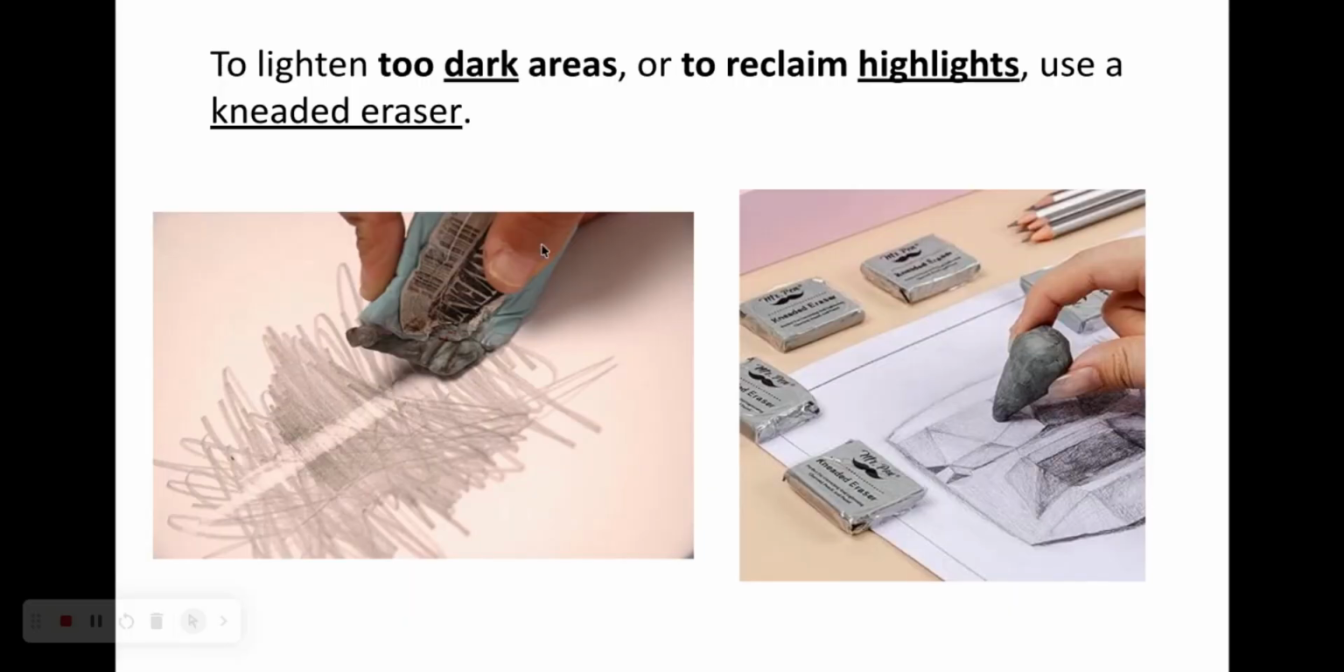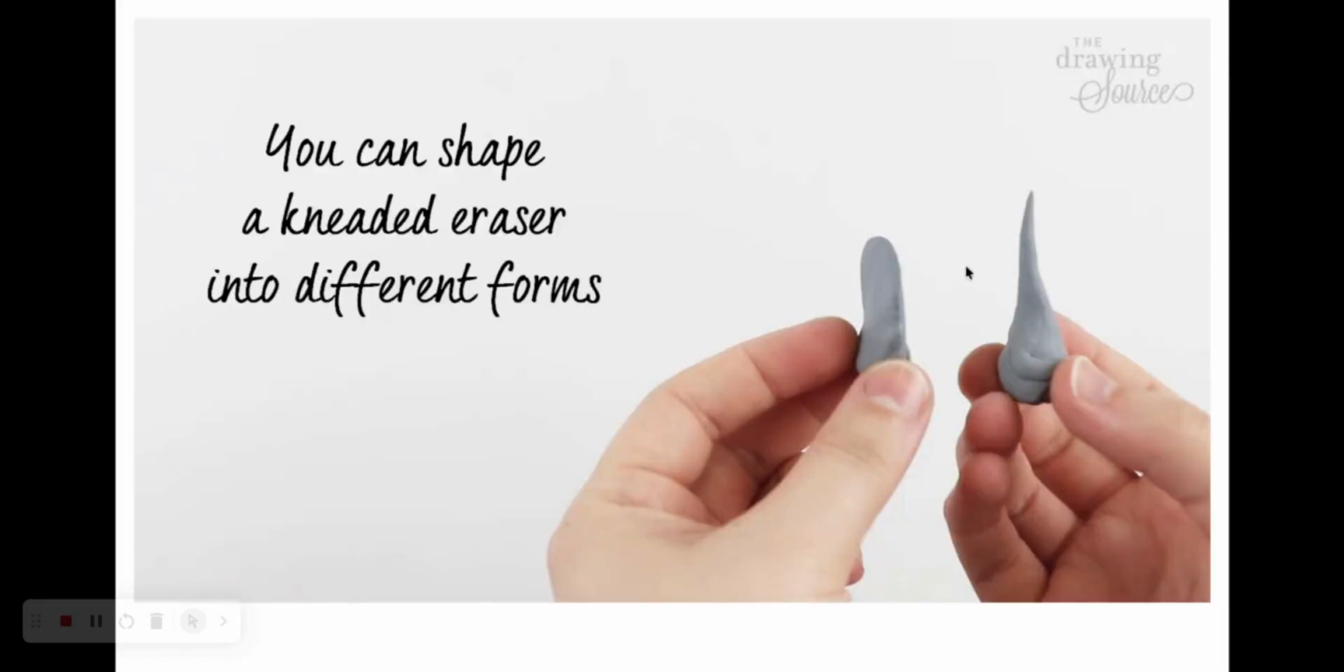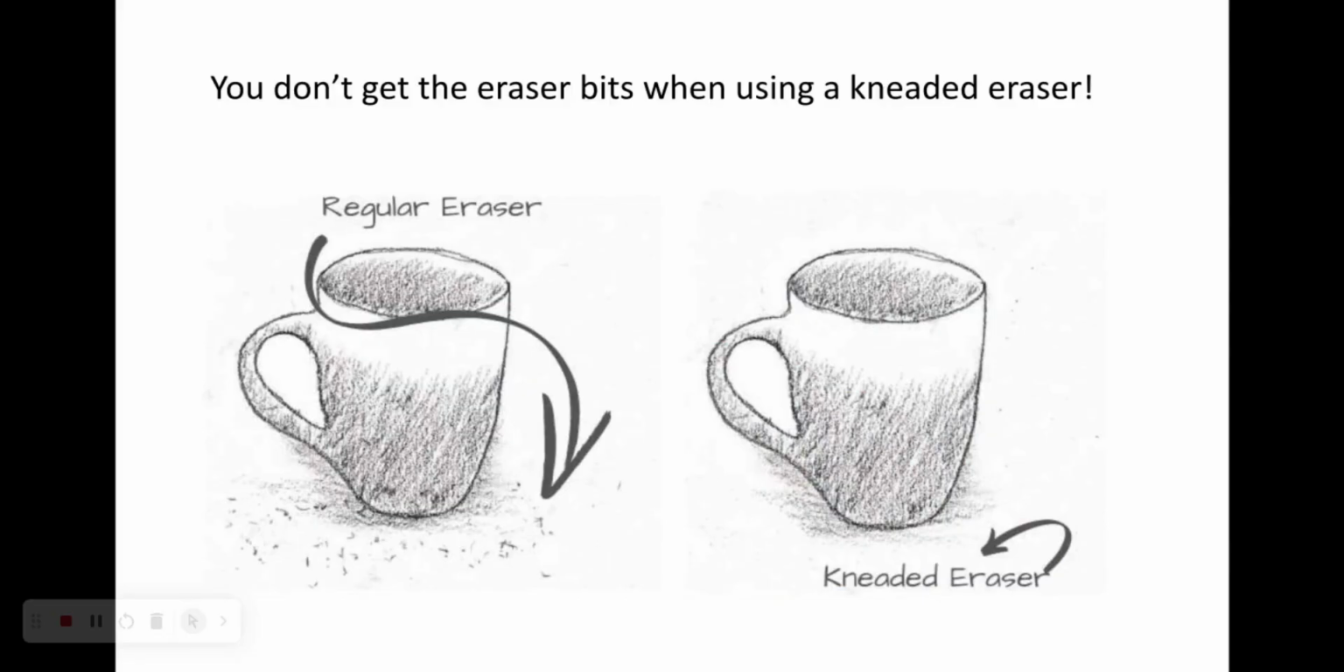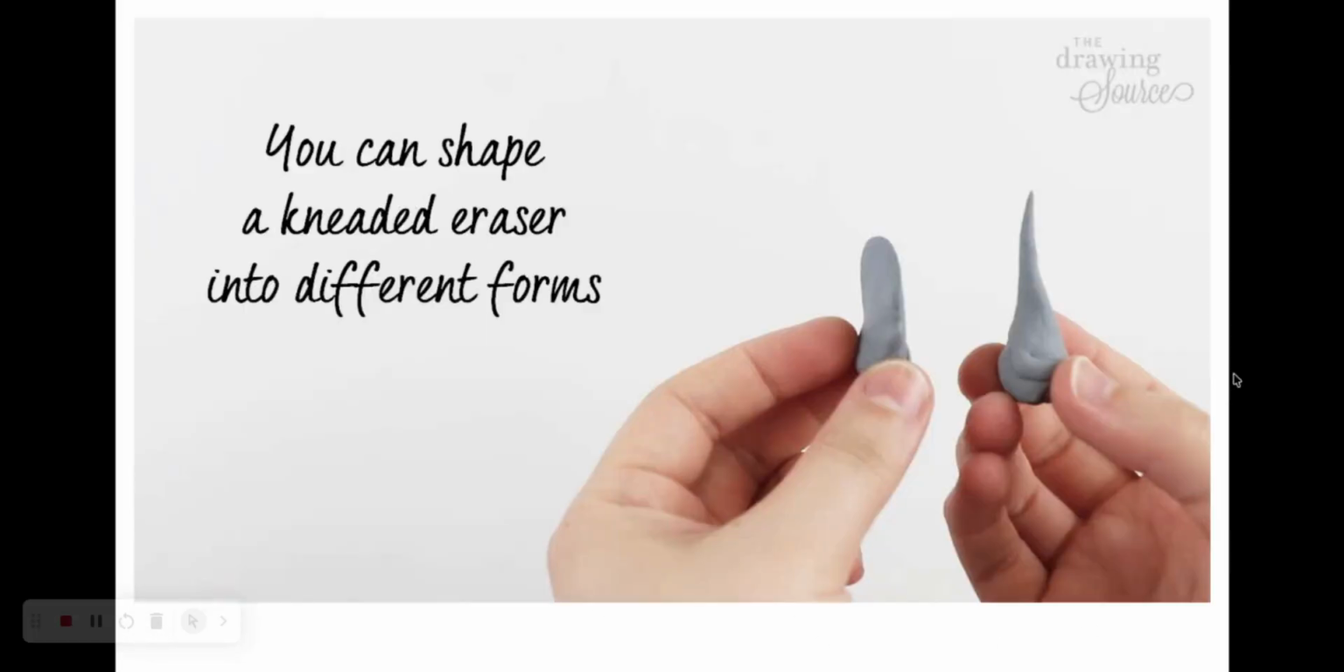Now you're also going to be using a kneaded eraser. This is really to lighten areas that are too dark or to reclaim highlights. And what's cool about a kneaded eraser is you can form it into different shapes, into different forms, depending on where you need to use it. And what's nice about a kneaded eraser is you don't get those yucky eraser bits all over your table. It's actually much more clean and easier to use.